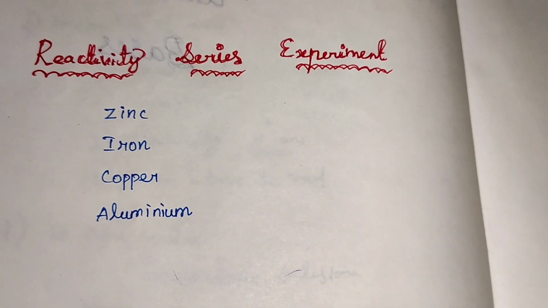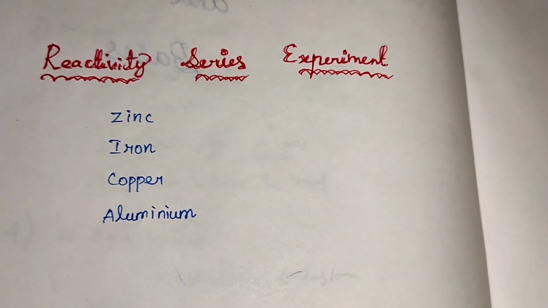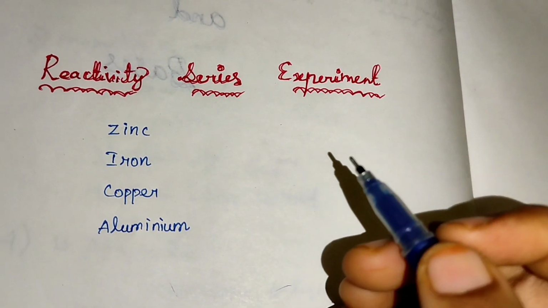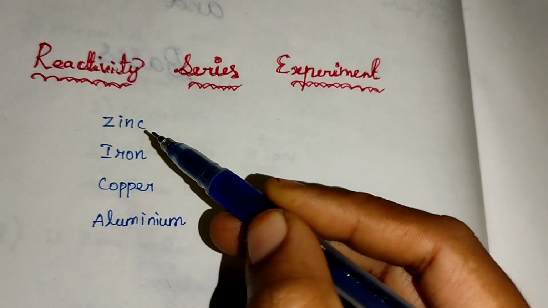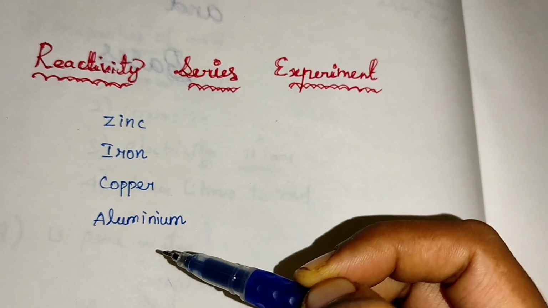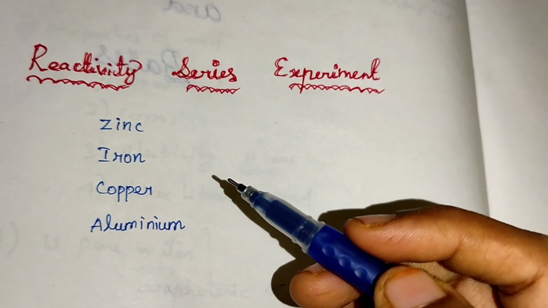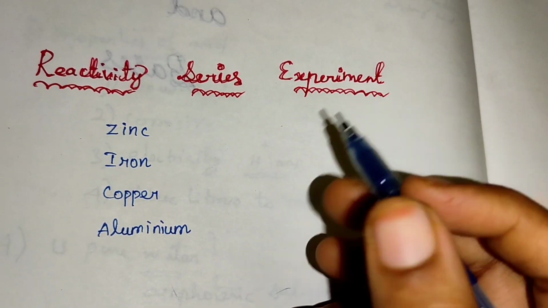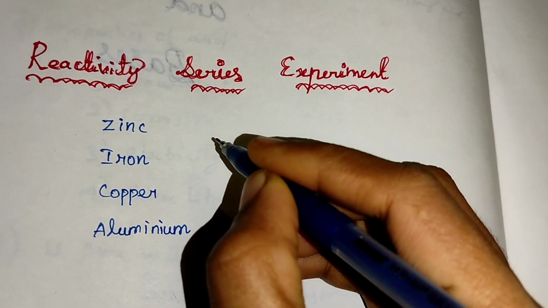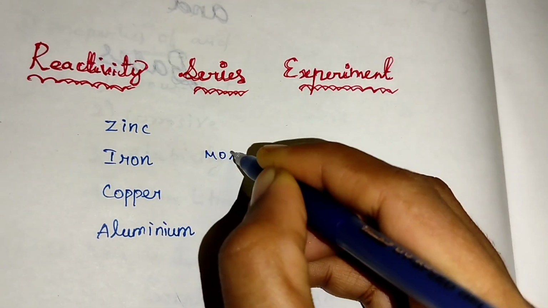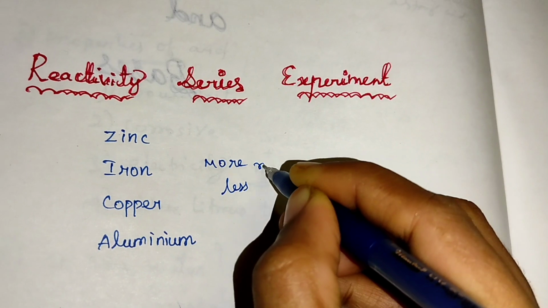Hi guys, today's topic is the reactivity series experiment. We are going to see some metals' reactivity, for example zinc, iron, copper and aluminium. What does the reactivity series mean? Which metal is more reactive, and which is less reactive?